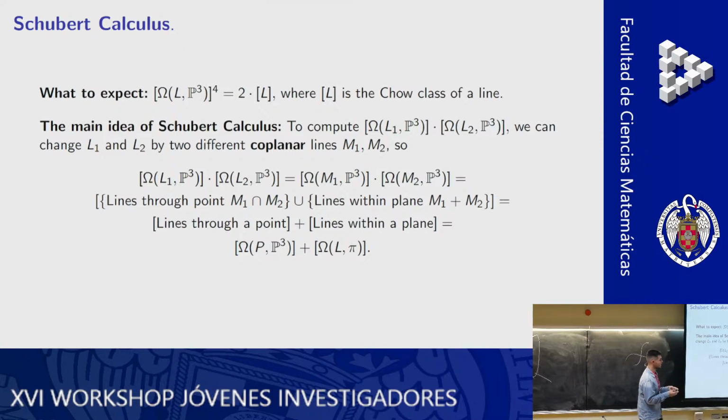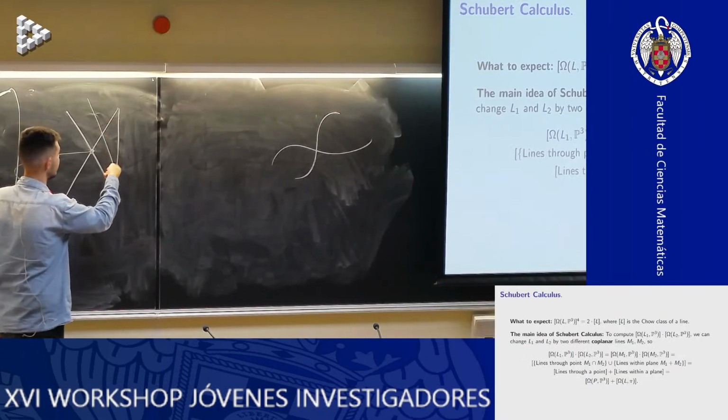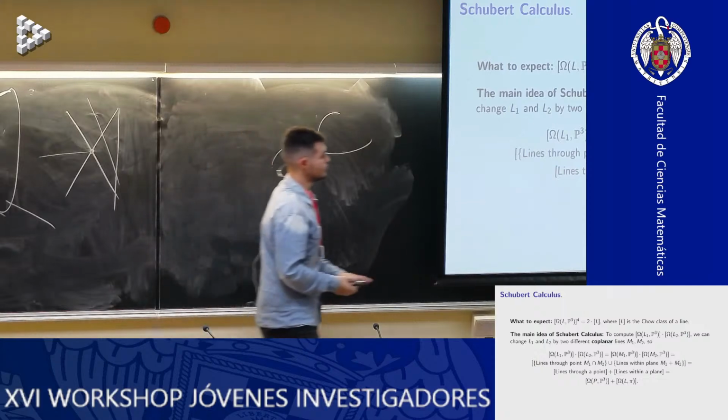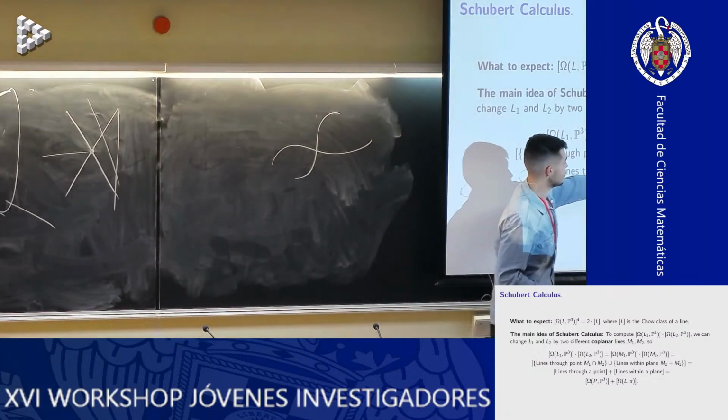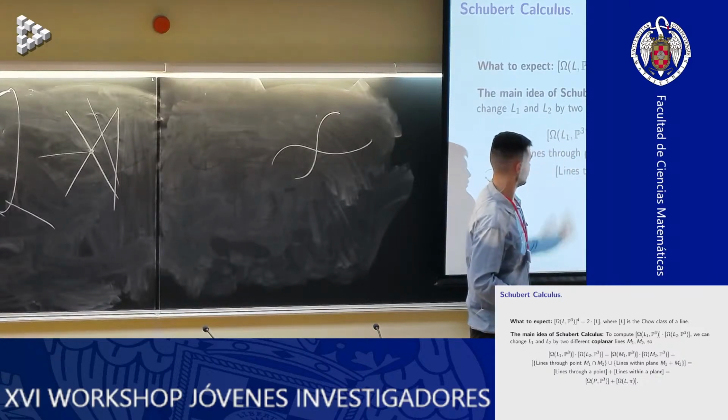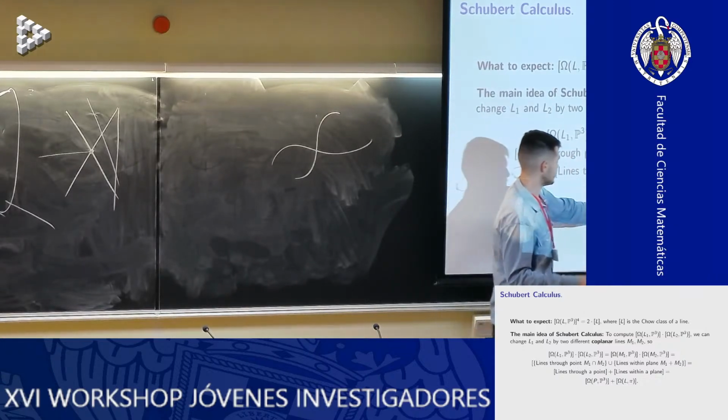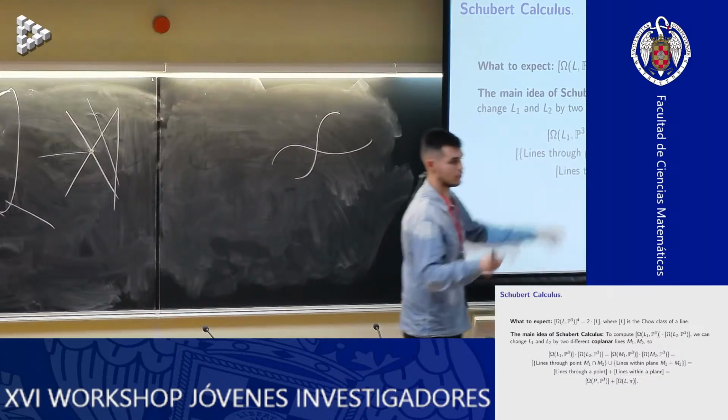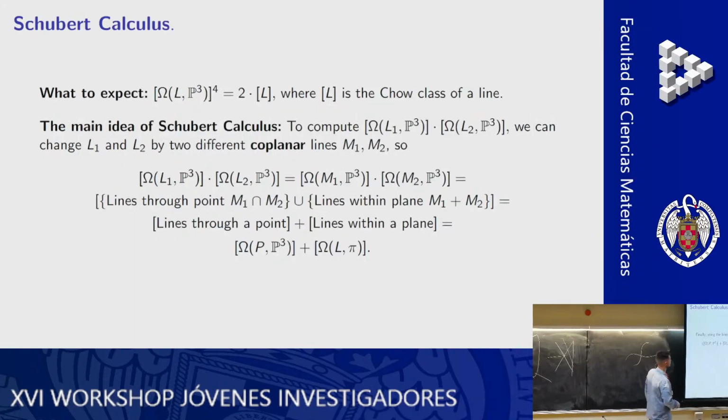And what's the set of lines that go through two coplanar lines? It is the set of lines that go through the point of intersection, plus the lines that are inside the plane. Remember, we are in the projective case, so every line inside the plane is going to intersect every other line inside the plane. So: lines through the point of intersection plus lines within the plane. These are denoted omega P P3 and omega L pi. Don't worry about that, but that's the notation.